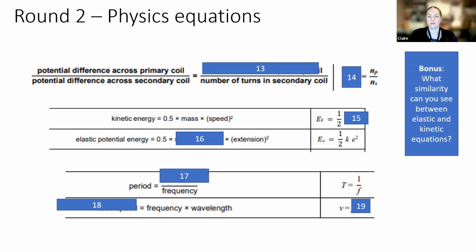So what was that, 13? Yeah, 13, number of turns in primary coil. Okay, and then 14 is the potential difference in the primary over the potential difference in the secondary coil. It's a new electricity one.